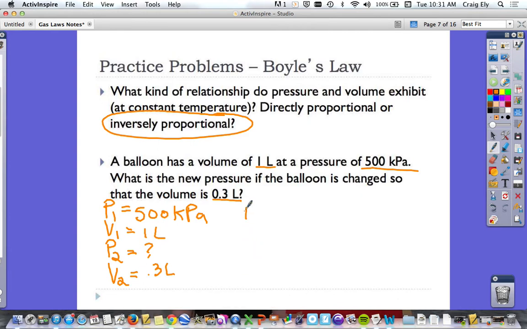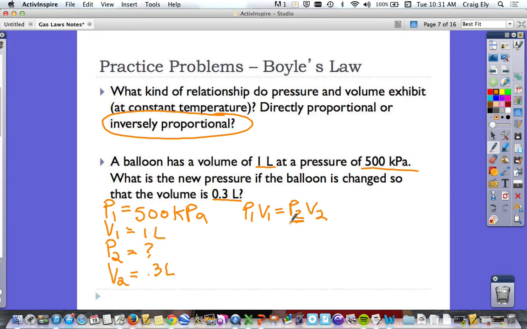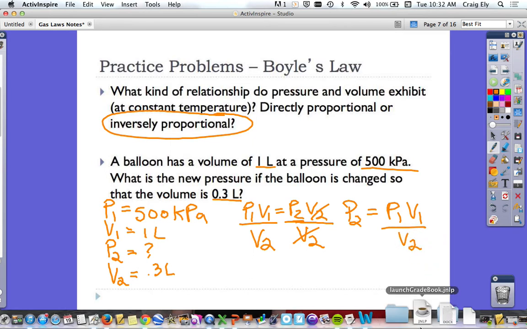So our formula is P1V1 equals P2V2. Now we're solving for P2, so we have to get P2 on one side of the formula by itself. A little refresher course of some basic algebra: if we divide each side of the formula by V2, my V2's cancel out, so that gives me P2 is equal to P1V1 over V2. Now all I have to do is plug in my numbers.